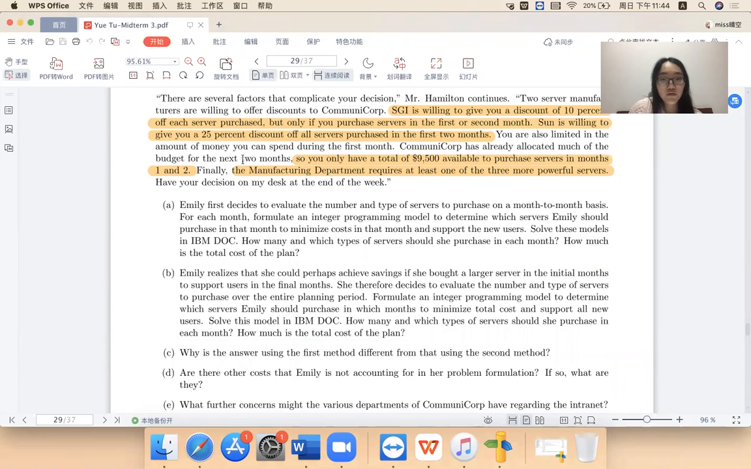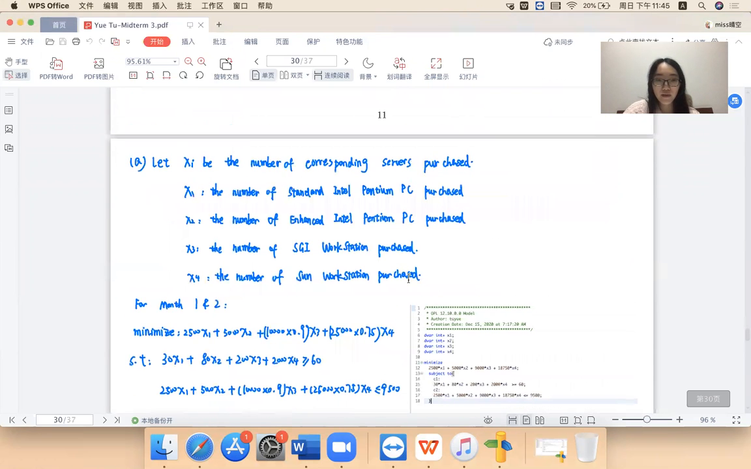Emily first decided to evaluate the number and type of servers to purchase on a month-to-month basis. Please note it's a month-to-month basis. For each month, formulate an integer programming model to determine which servers Emily should purchase in that month to minimize costs and support the new users. And I should use IBM to solve the problem. Please see my answer.